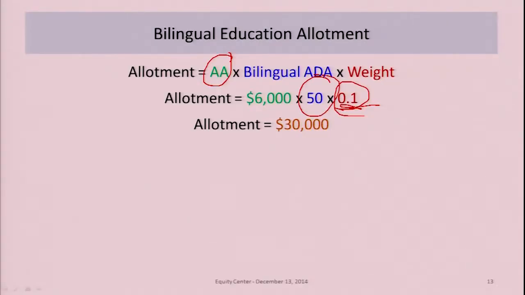So if we assume that 50 ADA were in your bilingual program, then you just multiply your adjusted allotment, 6,000, times the 50 ADA in bilingual times 0.1, and that would give you your allotment of $30,000 for the bilingual program.